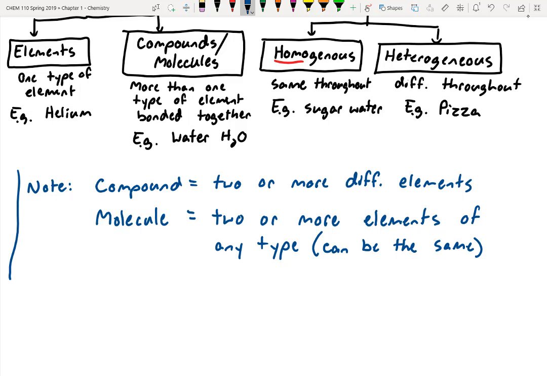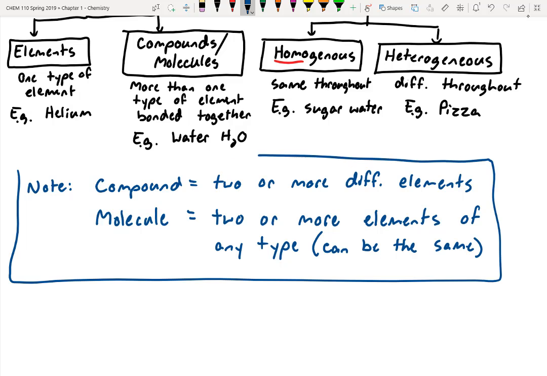So for example, the oxygen we breathe is actually O2, meaning it's two oxygen atoms bonded together. Would that be a compound or a molecule? It would be a molecule. People might look at you funny if you say a compound. However, I don't think you'll really offend anybody if you mix them up. It is important sometimes to know the difference, though.